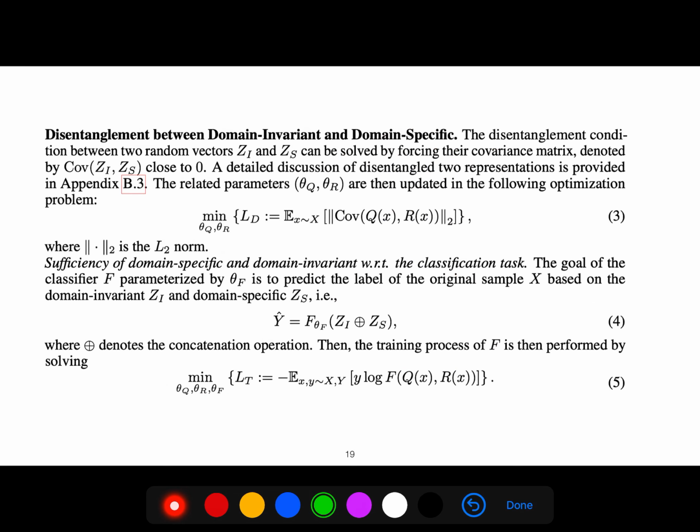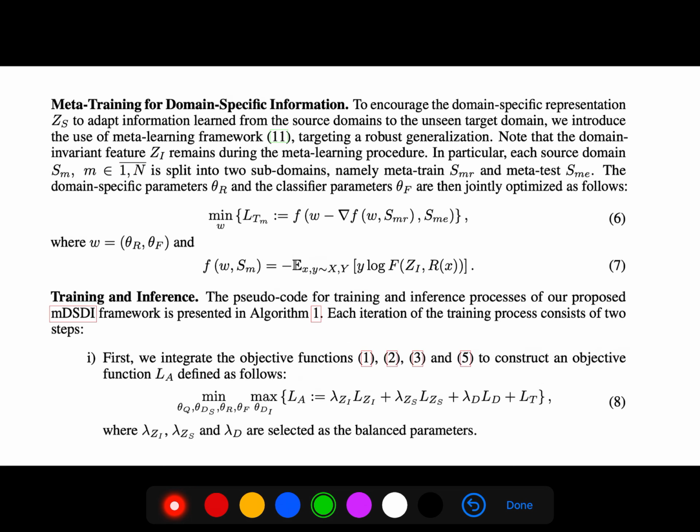The disentanglement condition between two random vectors cannot be solved by forcing their covariance matrix, denoted by cov, to be close to zero. A detailed discussion of disentangling the two representations is provided in the appendix. Sufficiency of domain-specific and domain-invariant, I explained this. Now we go to method training for domain-specific information.